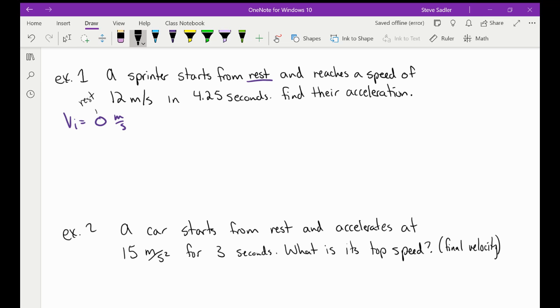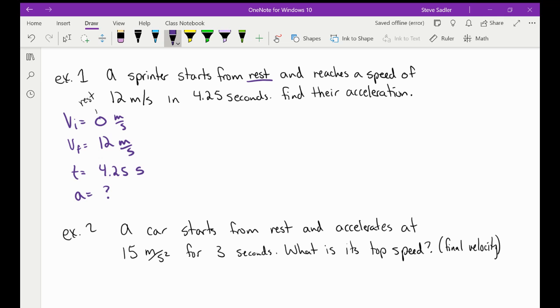And the sprinter reaches a speed of 12 meters per second. That will be v final, their final speed. That's how fast the sprinter is going. And they do that in a time of 4.25 seconds. Sorry, I'm just zoned out a little bit. And what are we looking for? We are looking for acceleration.